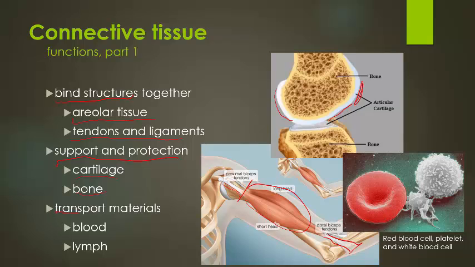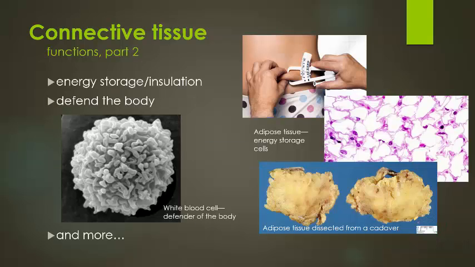And then transporting material is a third function that we see associated with connective tissues. And so blood and lymph, and again, red blood cell, white blood cell here, and a platelet, a third kind of element that we find in blood. Some more functions: energy storage and insulation in the body. That's what we associate with adipose tissue.